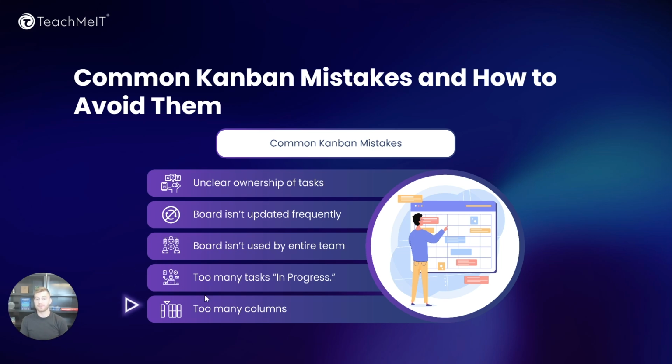The fifth and final Kanban mistake is having too many columns. We talked about this a lot already in this section, and the general rule of thumb for Kanban boards is to have between 3 to 7 columns. If you have any more than 7, you're probably better off using something like a list view or another task or project management tool. On the opposite end, though, you're going to want to have at least 3 columns. That way you can properly track your work.